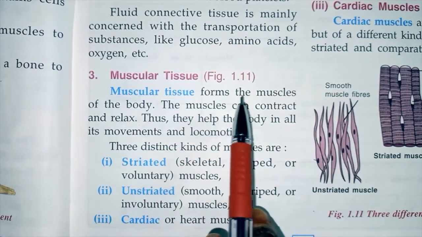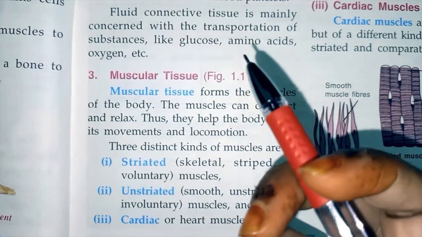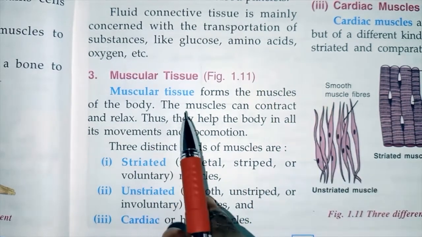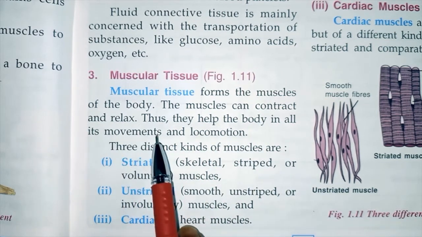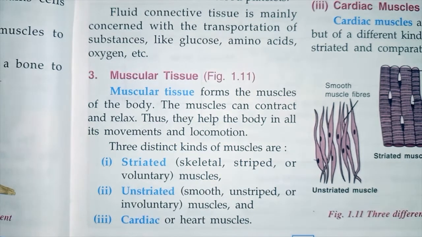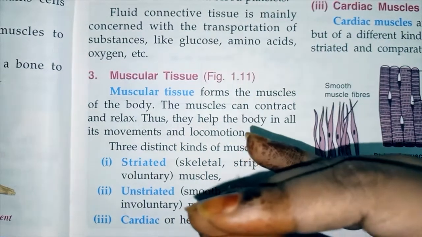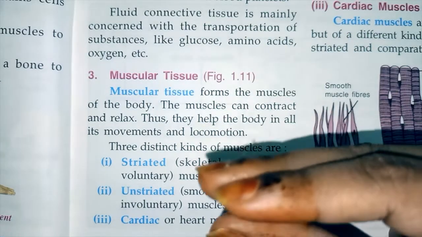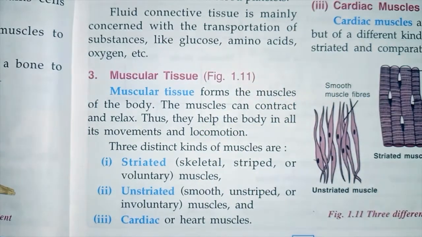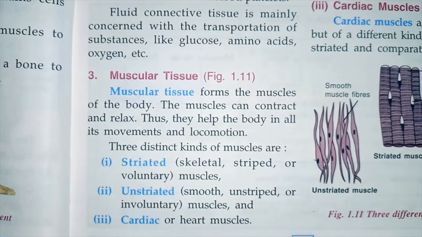Muscular tissue forms the muscles of the body. तो मसल्स जो फॉर्म होता है due to muscular tissue. The muscles can contract and relax. Thus they help the body in all movement and locomotion. So contract and relax is the property of muscular tissue. Contract, like this, contract and relax. And muscles help in the movement and locomotion. This is the important function of muscular tissue.